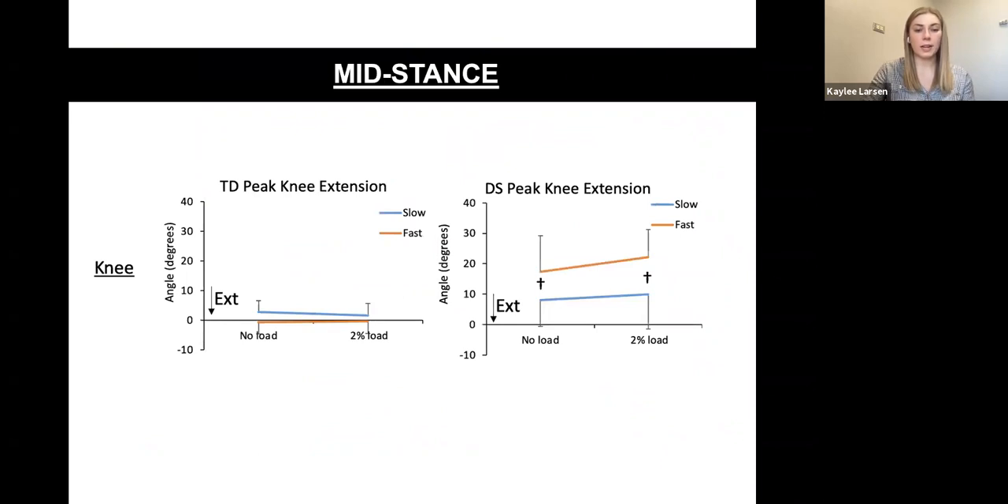Around mid-stance, children with Down syndrome walked with less peak knee extension. When walking faster, their peak knee extension reduced. These results suggest that ankle, knee, and hip extension during stance may need to be targeted during interventions.